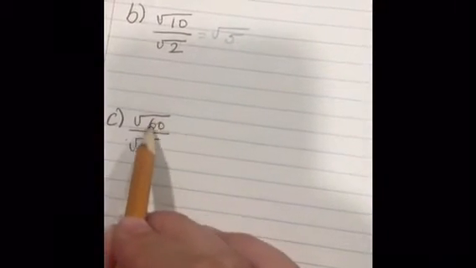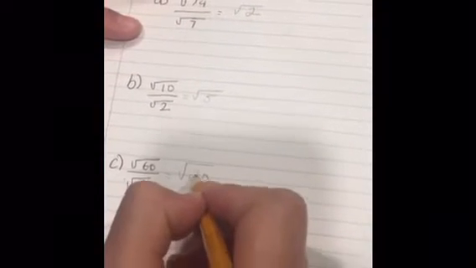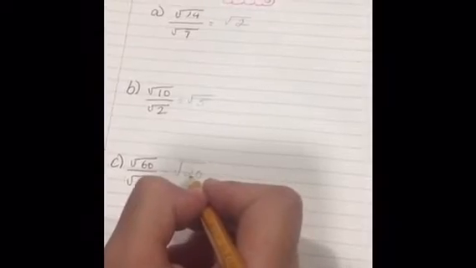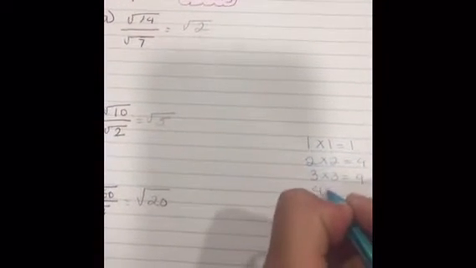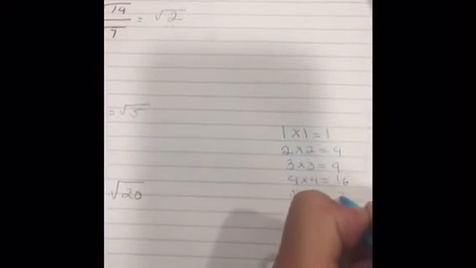For C, we have square root 60 divided by square root 3. So 60 divided by 3. So we're going to be doing square root 20. So 20 actually does have perfect squares, so we could simplify that. Examples of perfect squares are 1 times 1 is 1, 2 times 2 is 4, 3 times 3 is 9, 4 times 4 is 16, 5 times 5 is 25, and 6 times 6 is 36, and so on.